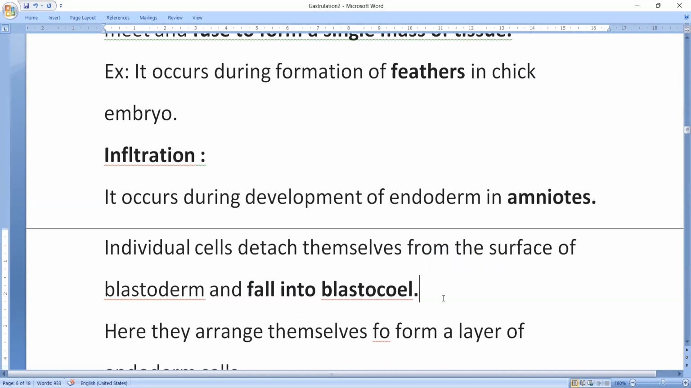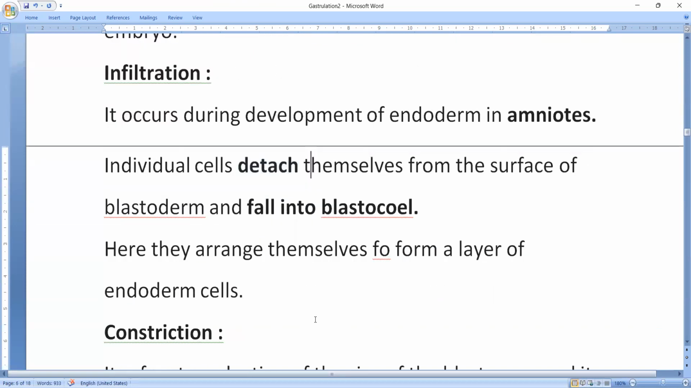So infiltration means they are separated from the upper and lower wall of cells, and they simply detach themselves from the surface of blastoderm and fall into blastocoele. That process is called infiltration. So then they arrange themselves to form a layer of endoderm cells.